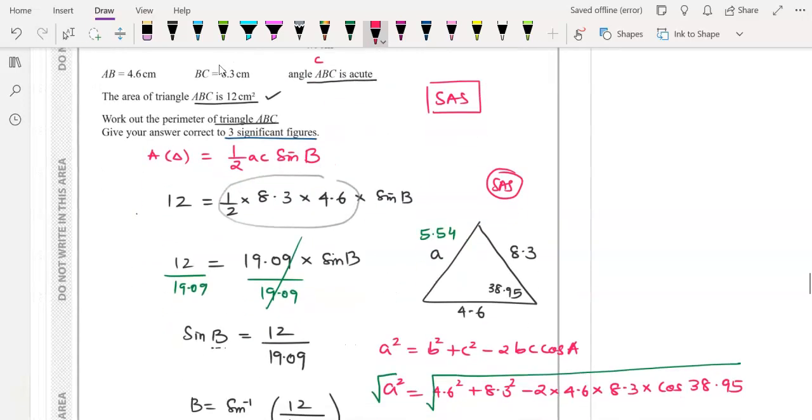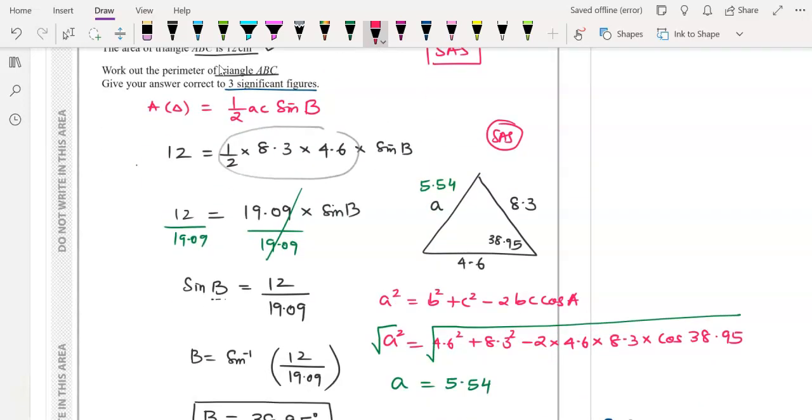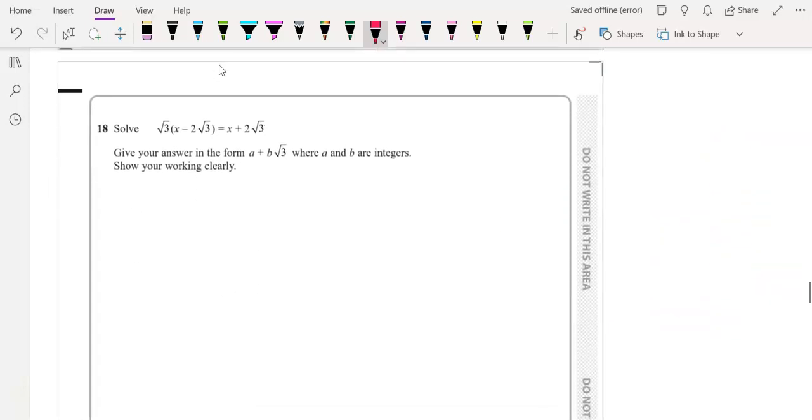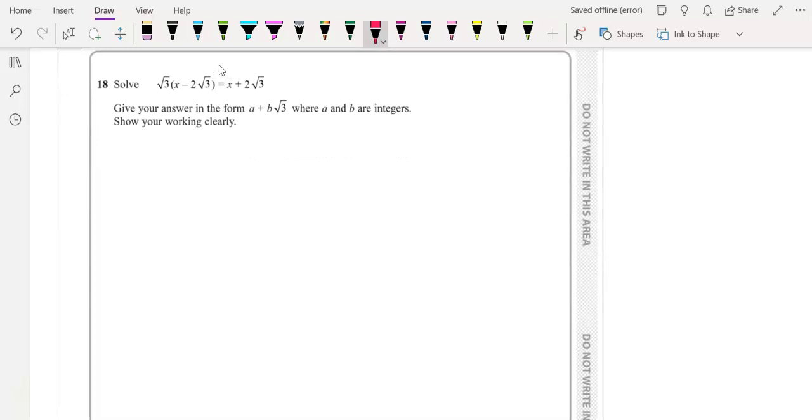Okay, moving to the next question, question number 18. Solve root 3 bracket x minus 2 root 3 equal to x plus 2 root 3. Give your answer in the form a plus b root 3. Show your working clearly. So you have root 3 bracket x minus 2 root 3 equal to x plus 2 root 3.